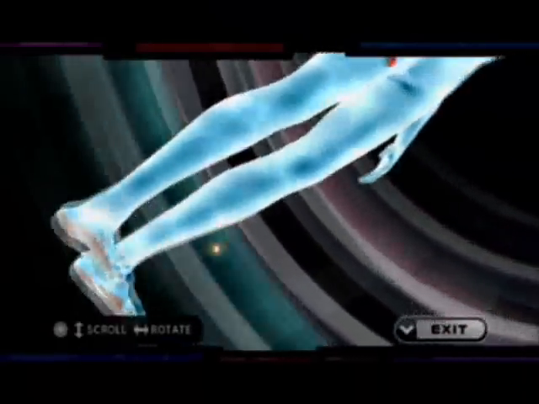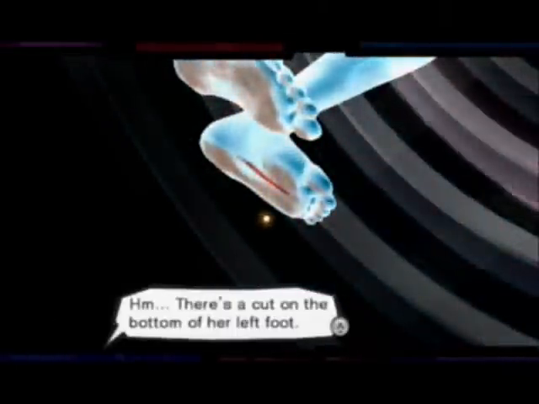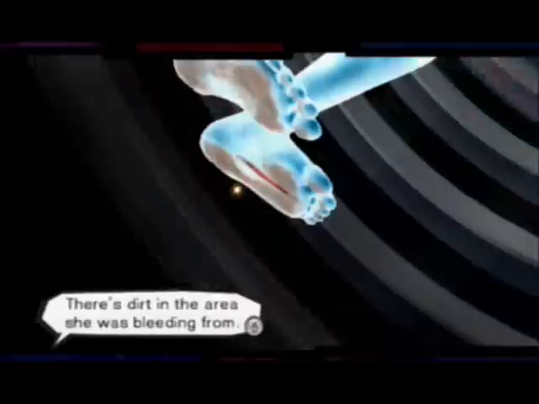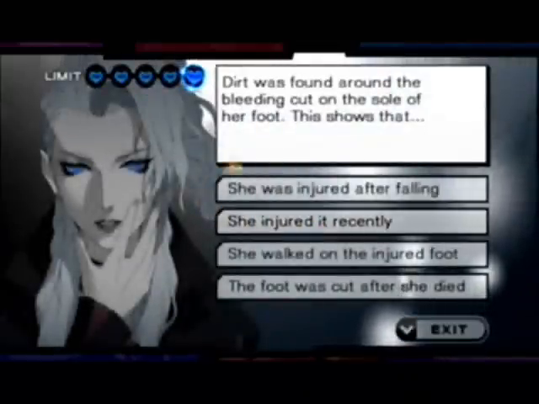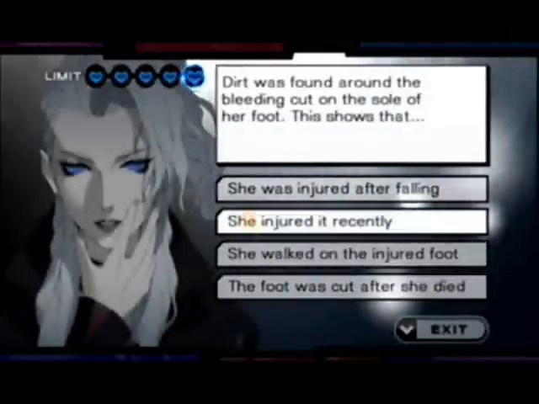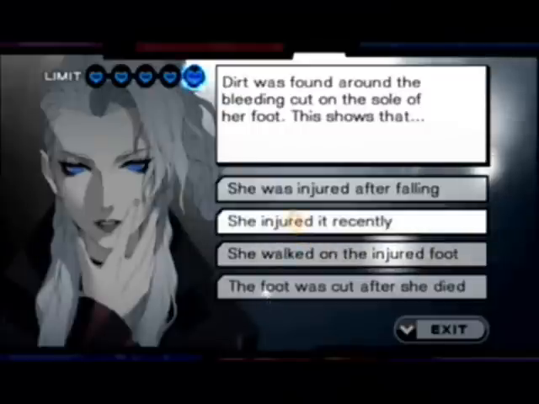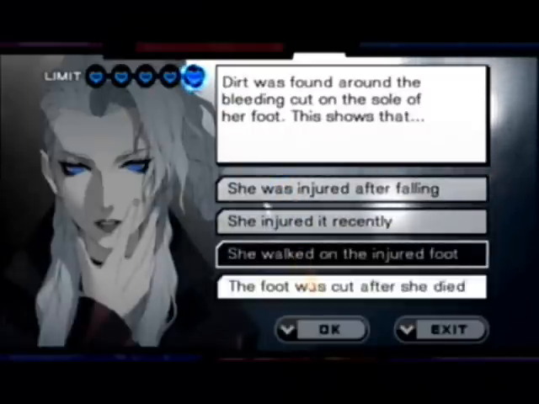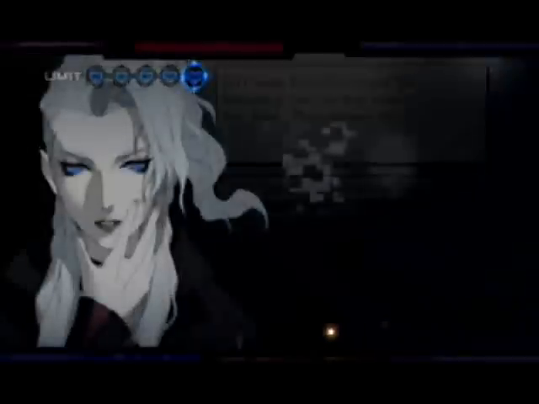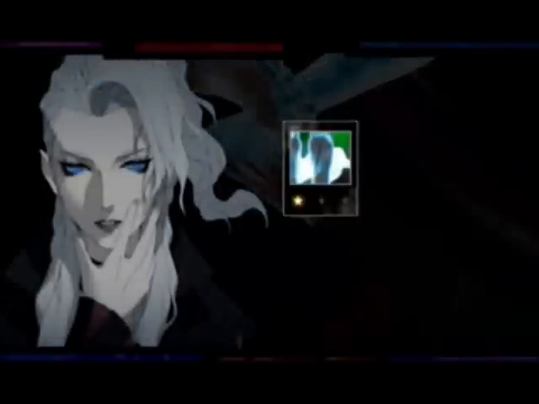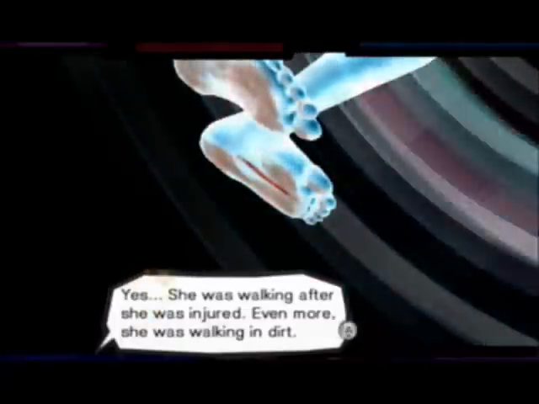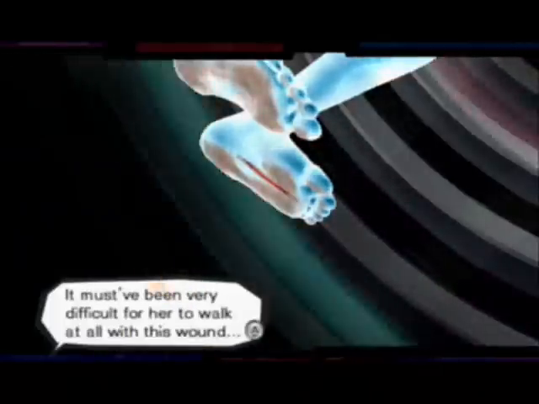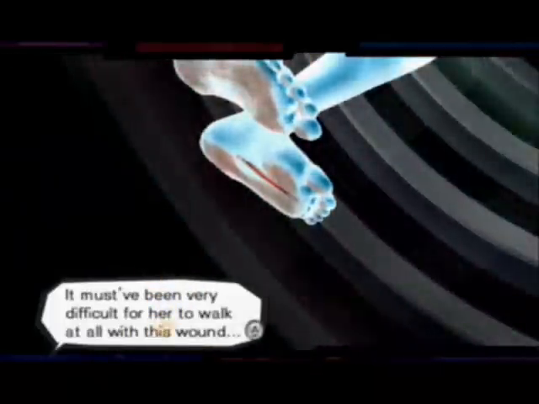Oh, there's a cut on her. There's a cut on the bottom of her left foot. There's dirt in the area she was bleeding from. This means that... This is the only answer that makes sense. Yes, she was walking after she was injured. Even more, she was walking in dirt. It must have been very difficult for her to walk at all with this wound.